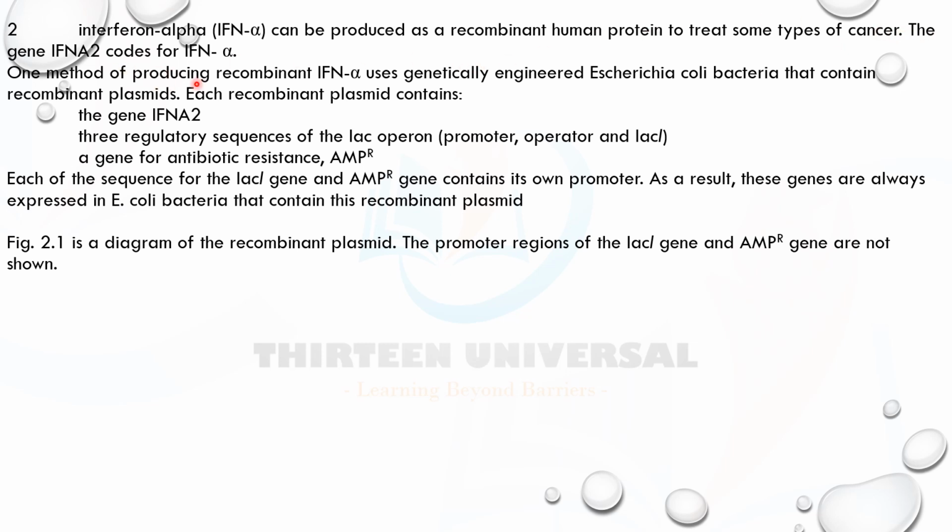Now, one method of producing recombinant interferon uses genetically engineered Escherichia coli bacteria that contain a recombinant plasmid. A recombinant plasmid has, of course, DNA from 2 different sources. Each recombinant plasmid contains, look at what is found, the gene IFNA2, regulatory sequences of the lac operon (promoter, operator, and lac-I), and a gene for antibiotic resistance, AMPR.